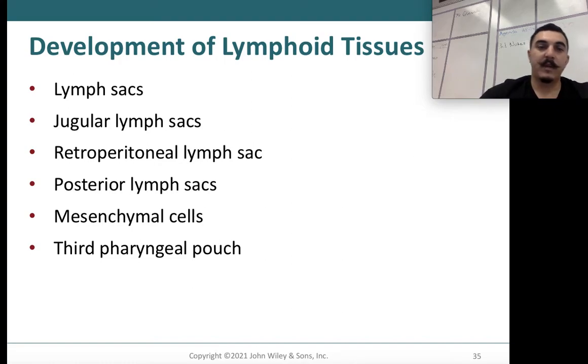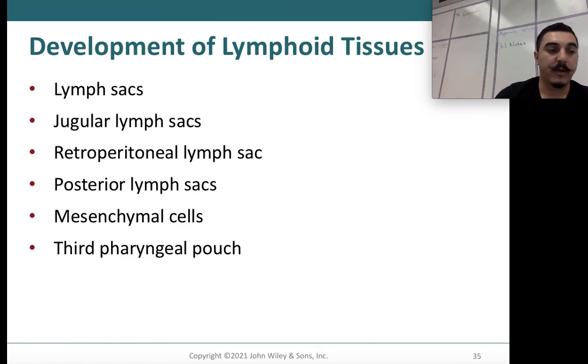Okay, so now the development of these lymphoid tissues. So those lymphatic vessels, how they're being made, will develop from lymph sacs that are made from developing veins. And then those lymph sacs will develop into the jugular lymph sacs, and then into the retroperitoneal lymph sacs that will develop into a lymphatic vessel of the abdomen and diaphragm. And then we have the cisterna chyli, which develops into the inferior portion of the thoracic duct, and the cisterna chyli of the thoracic duct.